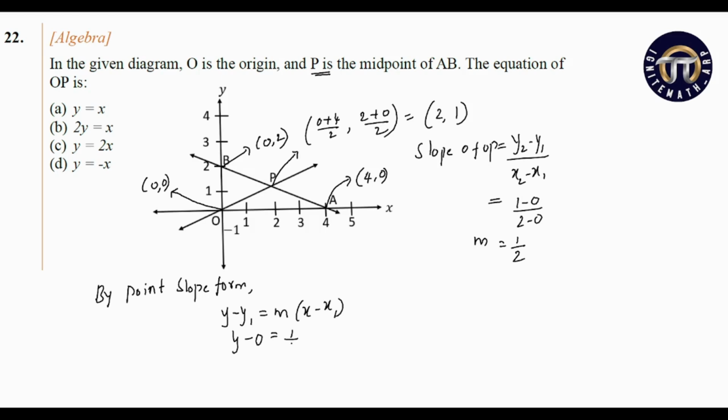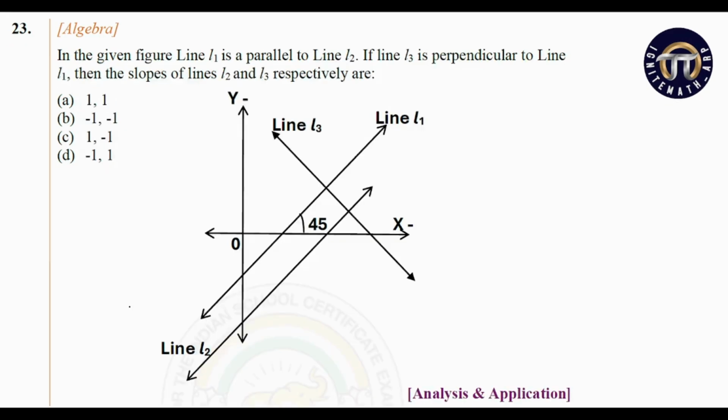So m is 1 by 2, then x minus 0. So this becomes y is equal to half x. So I can write this as 2y is equal to x. Okay, 2y is equal to x is the equation of the required line OP. So what's the answer here? 2y is equal to x is the equation of OP. Clear, children? Let's move to question number 23 now.